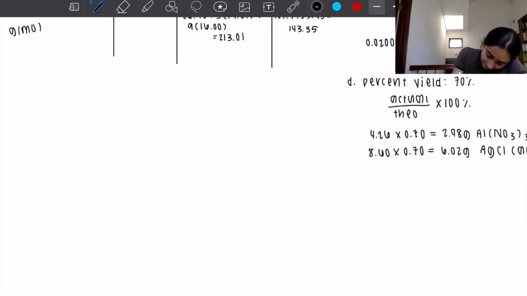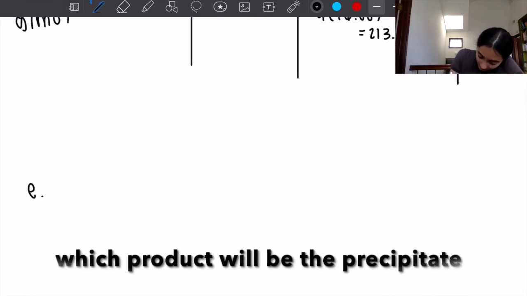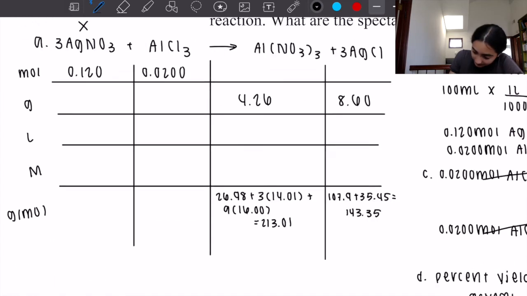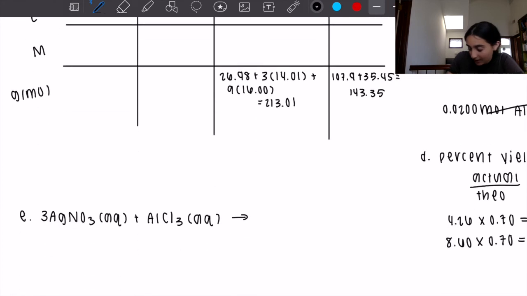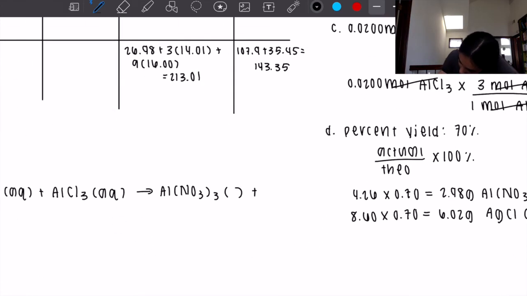So here's part E. So first, our formula equation is our double replacement, but we have to do something new where we determine which one will be the precipitate. So we have 3AgNO3, that is going to be aqueous, plus AlCl3, also going to be aqueous, is going to yield AlNO3, which we don't know, plus 3AgCl, which we also don't know.